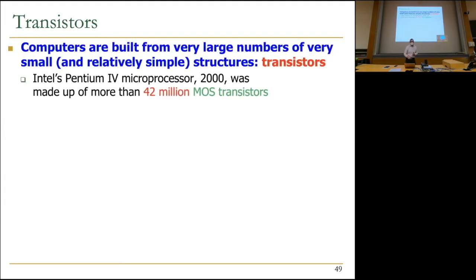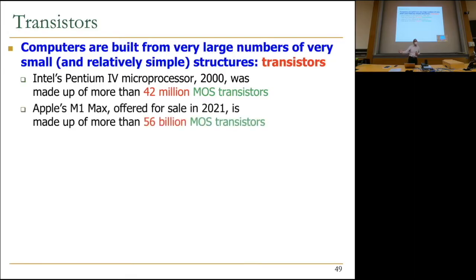For example, Intel's Pentium 4 microprocessor in 2000, that's 22 years ago, had 42 million MOS transistors. It's called metal oxide semiconductor. I will tell you a little bit more about that in a little bit. Today, 21 years later, Apple M1 Max, 56 billion. So you can see that that's more than 1,000, 3 orders of magnitude basically in 21 years, say 20 years or so. That's a lot of improvement in terms of transistors. And transistors really enable computational and memory capacity.